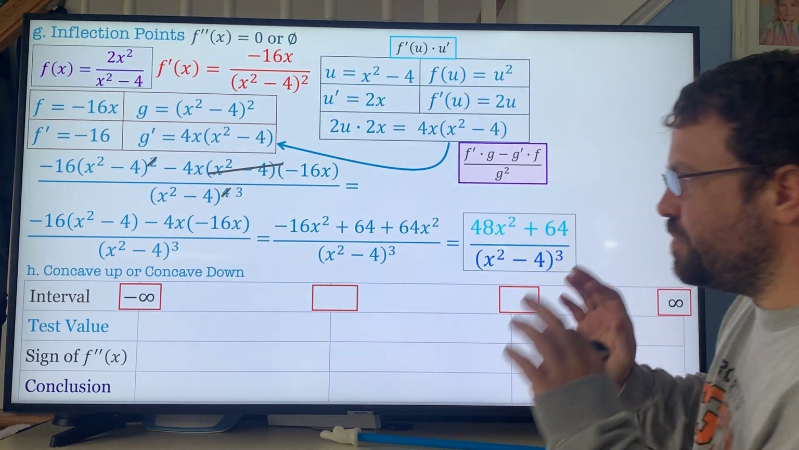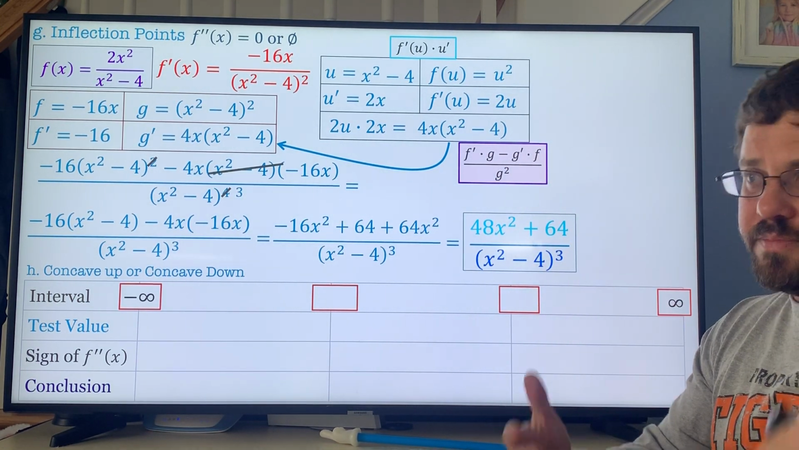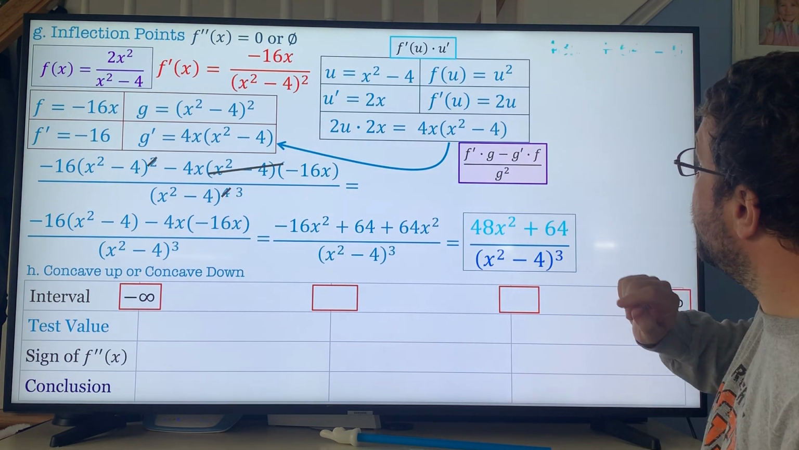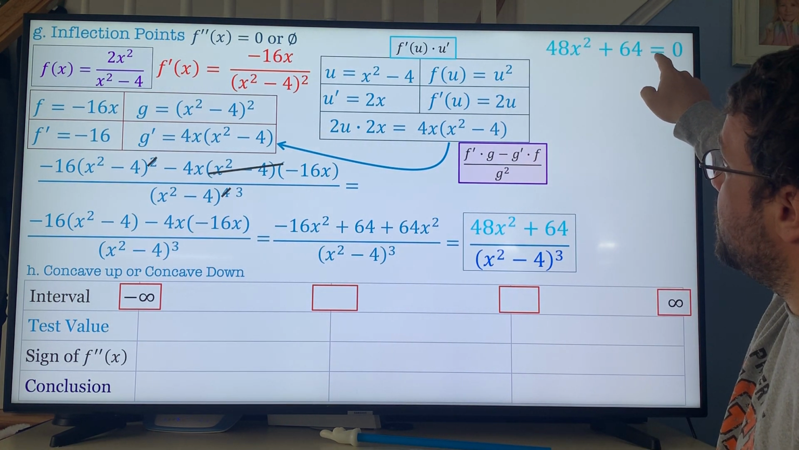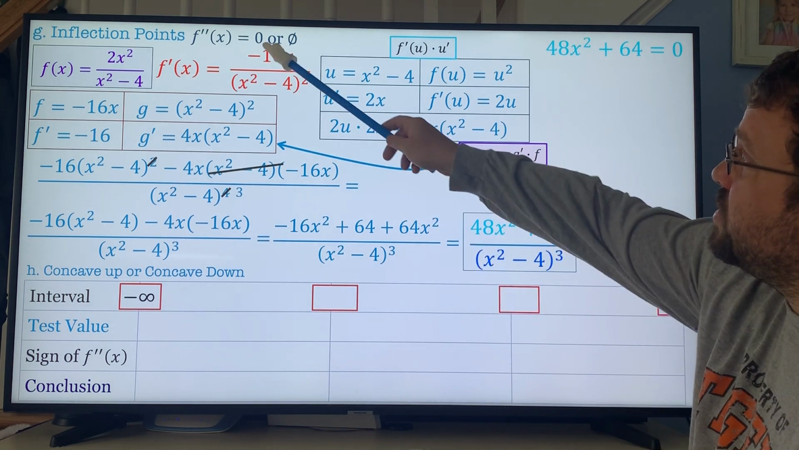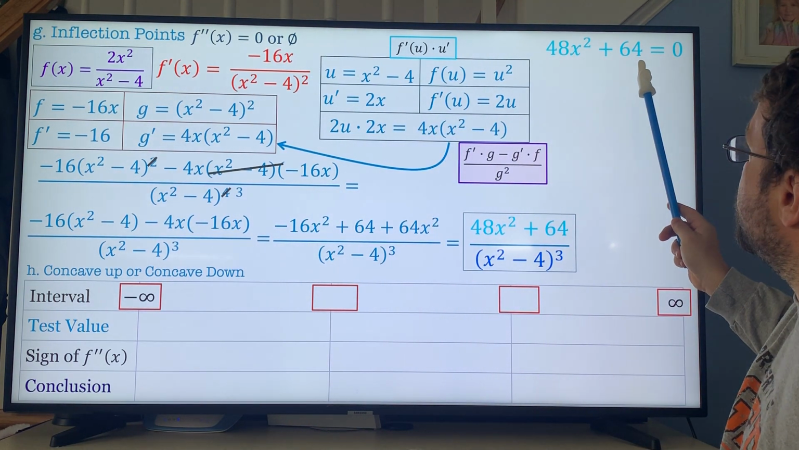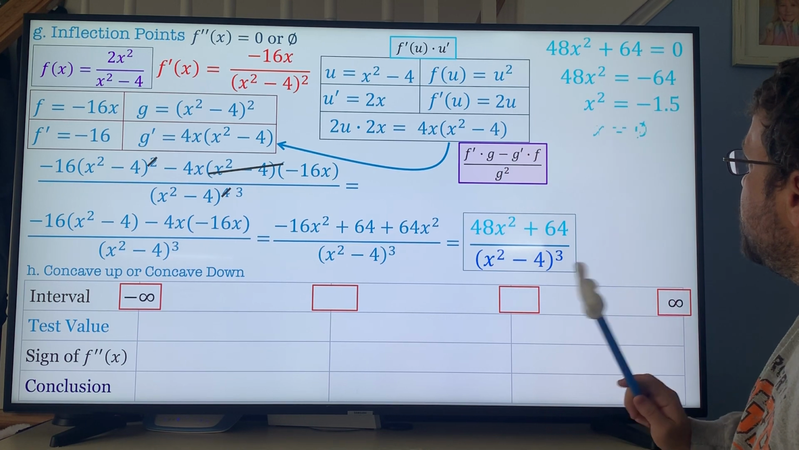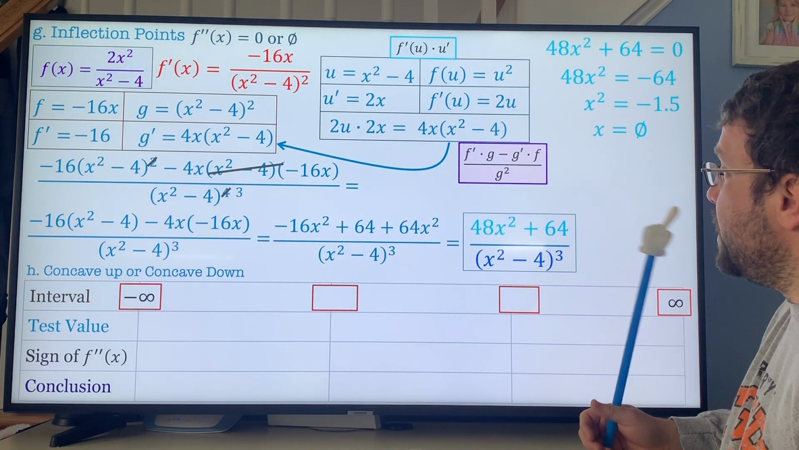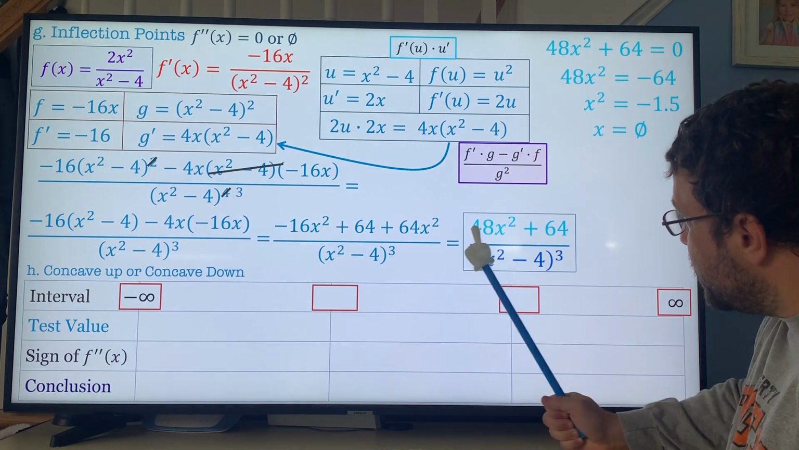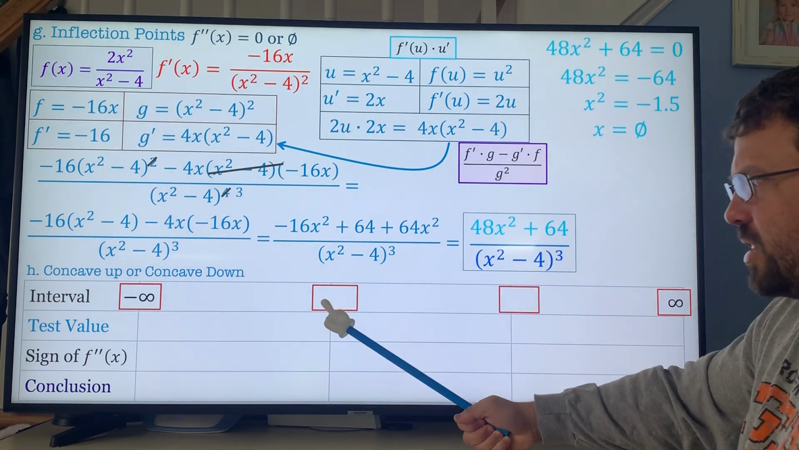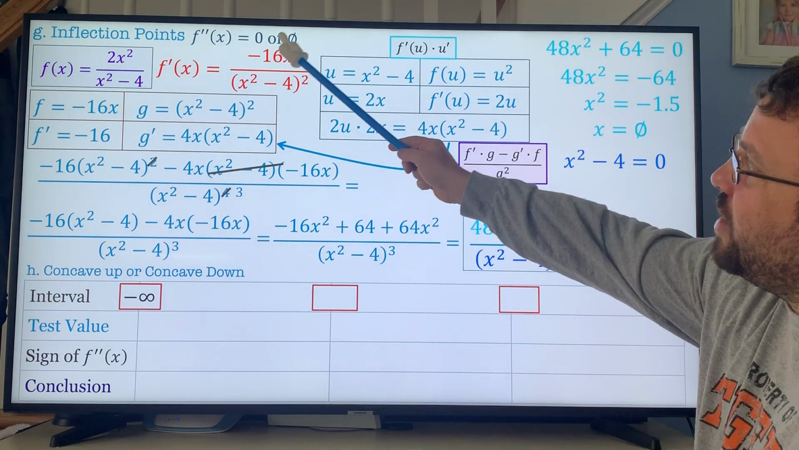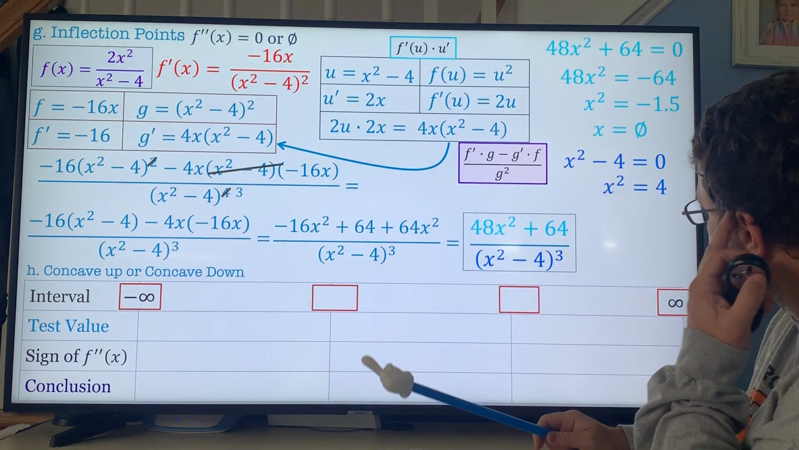So, not hard, a little bit tedious. So you're going to take this, you set the numerator equal to 0. That's when your f prime x equals 0. Subtract 64, divide by 48, and you get negative 1.5. Now, what's the square root of negative 1.5? Undefined. So there is no critical numbers based on the numerator. But look, there has to be something. So now you set the denominator equal to 0. That's when f double prime x is undefined.